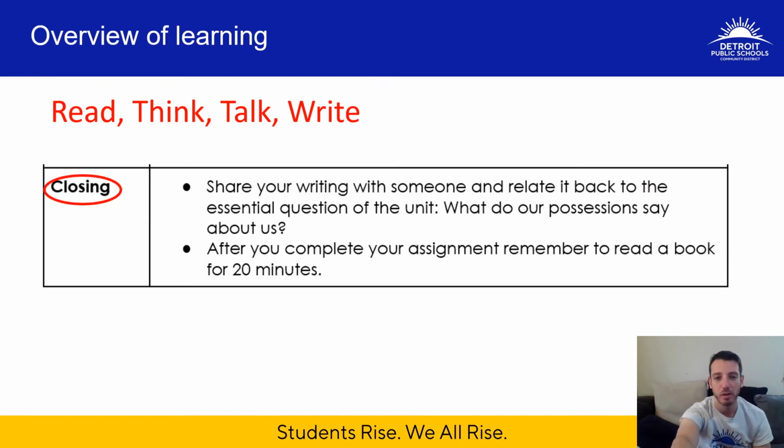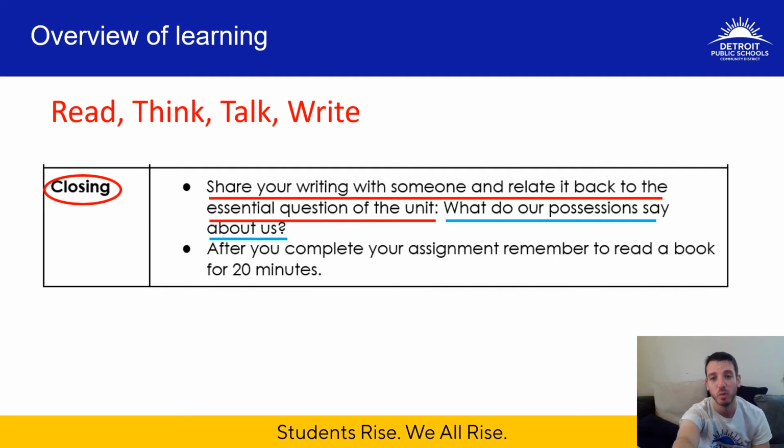To close out, you're going to share your writing with someone and relate it back to the essential question of the unit, which is, what do our possessions say about us? So you're going to take that writing you just completed on an item that you regret buying, and you're going to connect it back to the question of what do our possessions say about us. Then after you're done with all of it, we encourage you to read a book for at least 20 minutes.